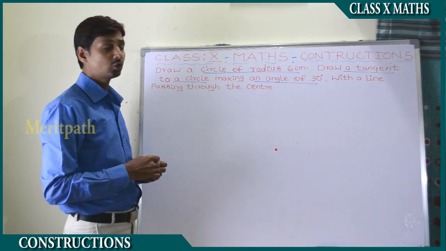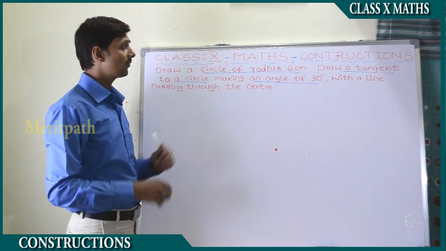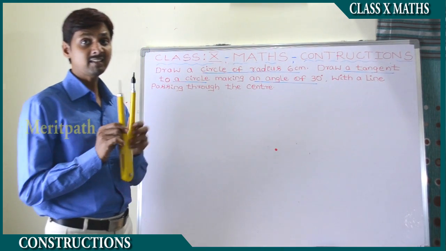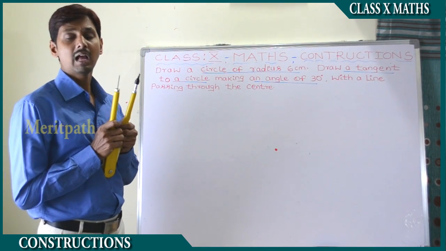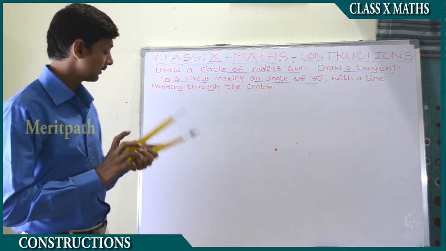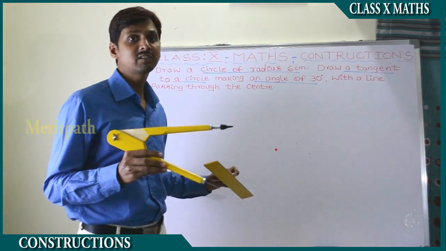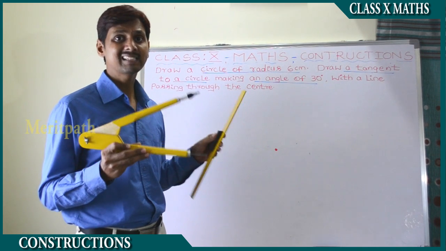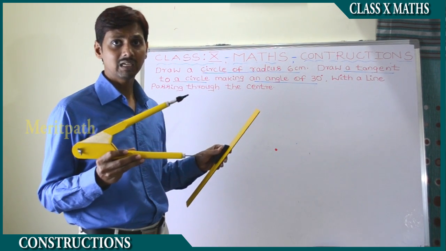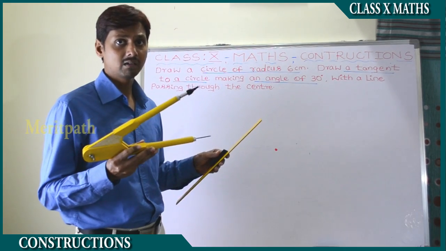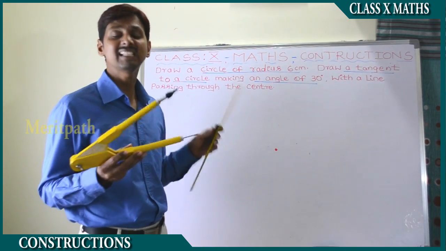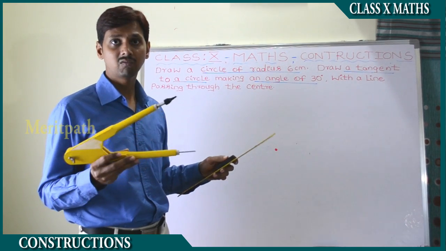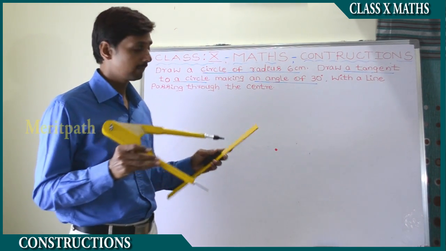Let's draw a circle of radius 6 centimeters. Take a compass, and using the compass, let's take 6 centimeters radius on the compass. These are examples. We have taken the measurements as examples because we cannot draw a 6 centimeters radius on the board. So that's the reason we are taking them as examples.